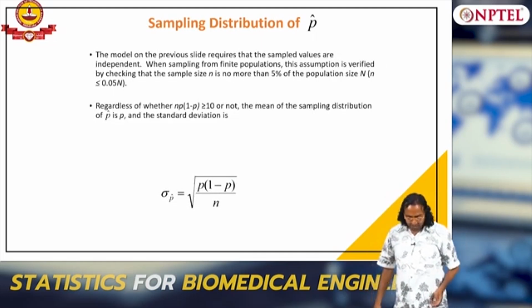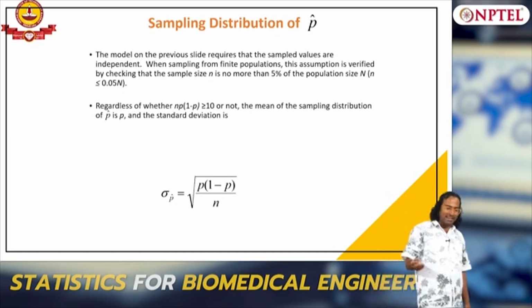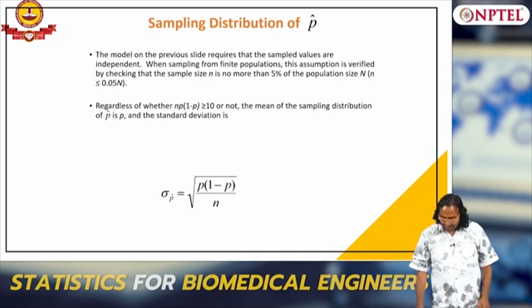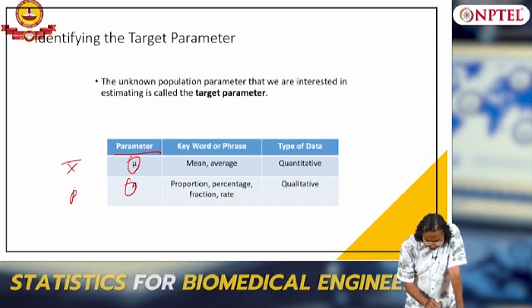So np into 1 minus p, we have said that as well. In this case, even greater than 10 it works, so not even 30. So far we have said two quantities. We first learnt about mu and then related x bar. The sample quantity is x bar, and then this is p hat. Both sampling distributions are normal.